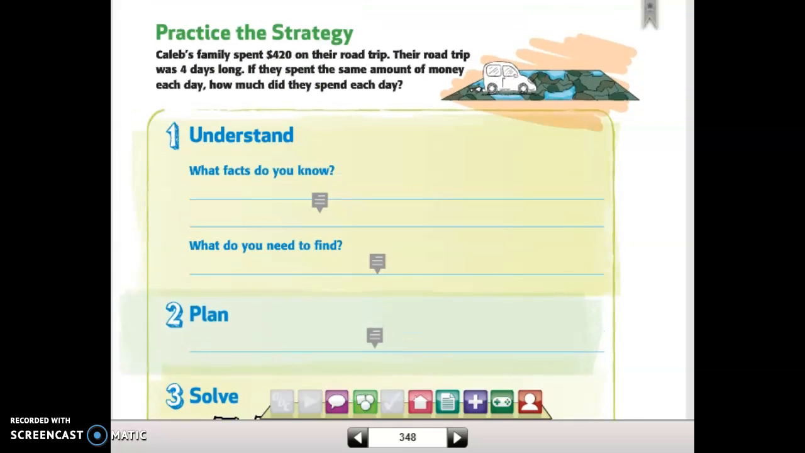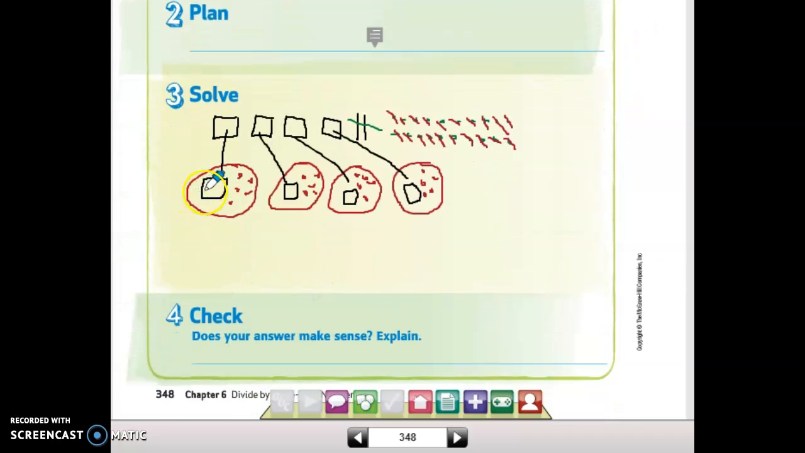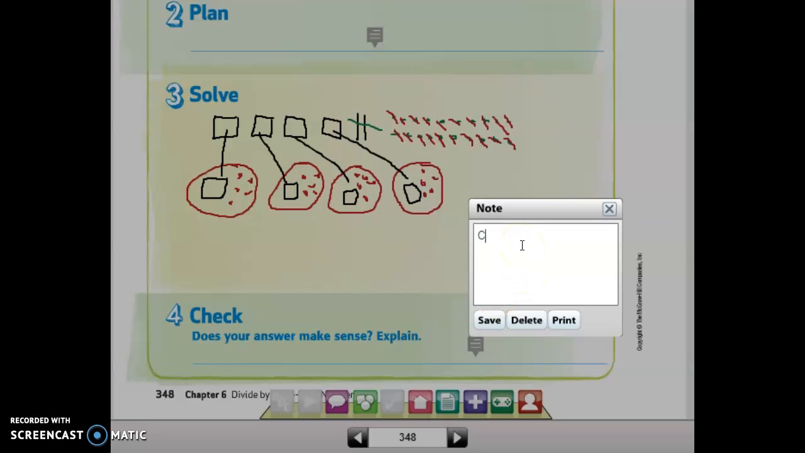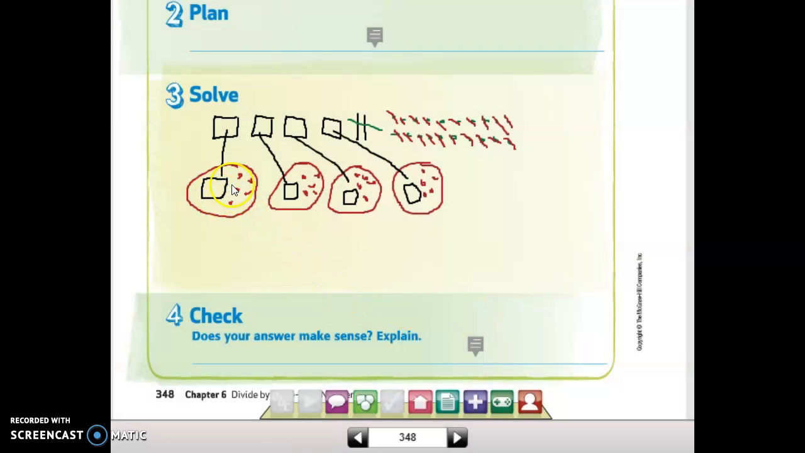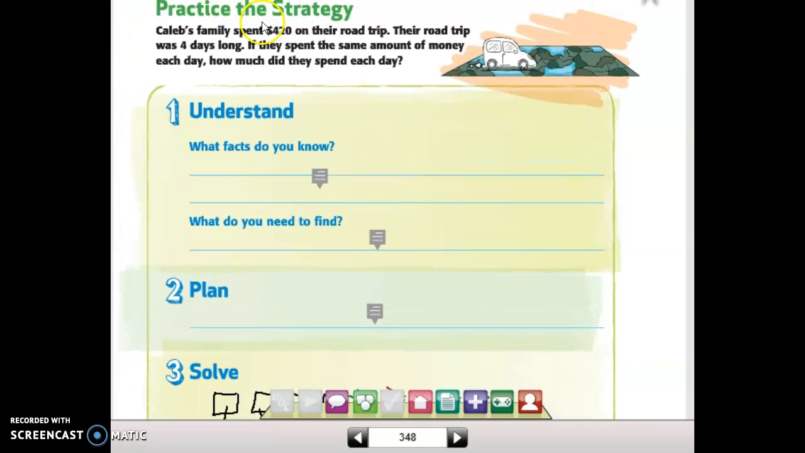So what does that mean? If I go back to my original problem, how much did they spend each day? Well, with 105 ones, that tells me Caleb's family spent $105 each day. And that would be how I would write that in a complete sentence answer. I can check my work by taking 105 and multiplying it by 4, and then you'll get 420.